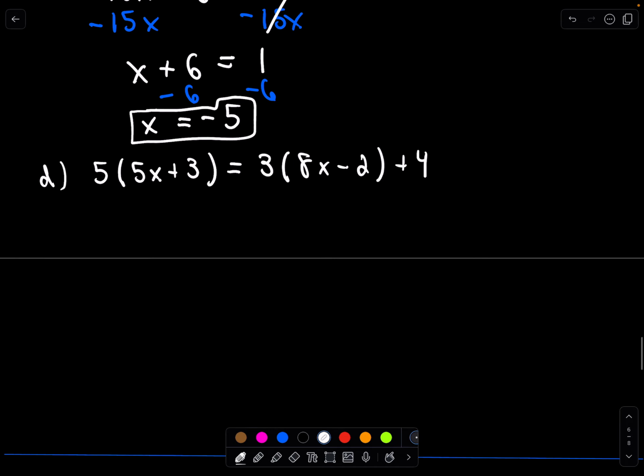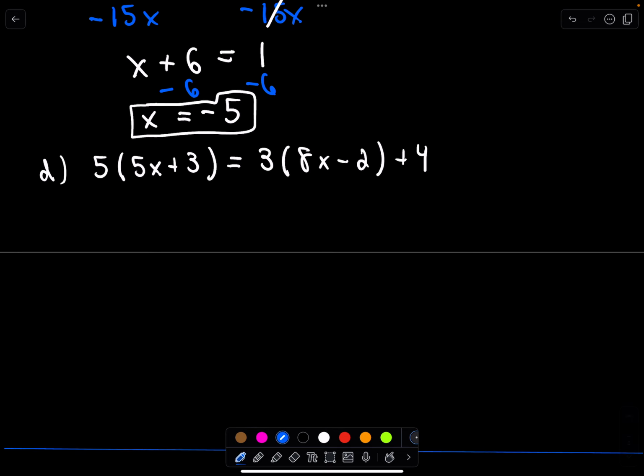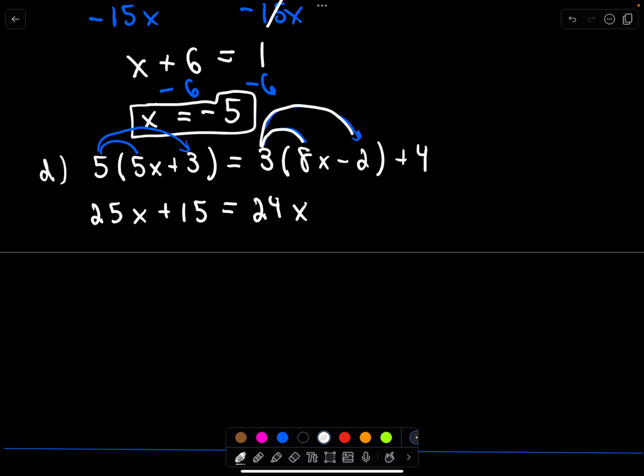All right, last but not least, same thing. We're going to distribute, but now I've got parentheses on both sides of my equation. That's fine. We'll just do a little extra work. So let's see, on the left, 5 times 5x, that's just going to give me 25x. 5 times positive 3, that's going to be positive 15. Now we'll distribute on the right. 3 times 8x is going to be 24x. 3 times negative 2 is negative 6 plus 4.